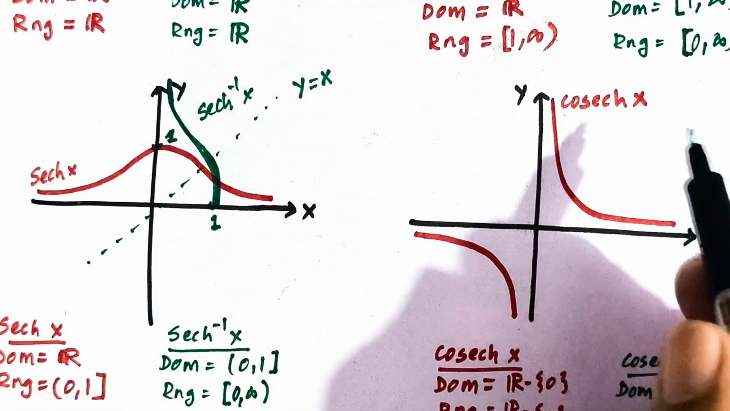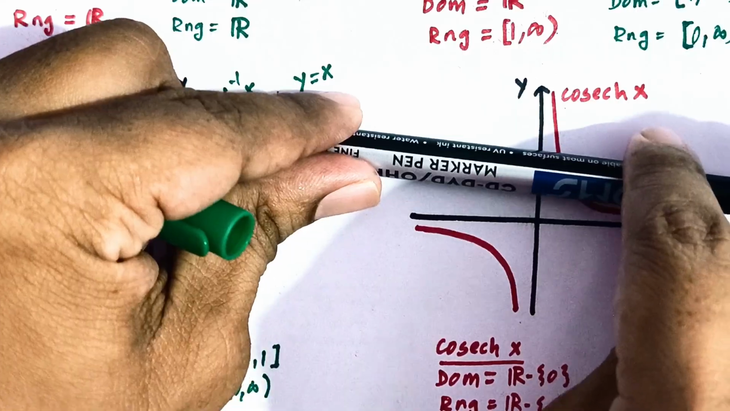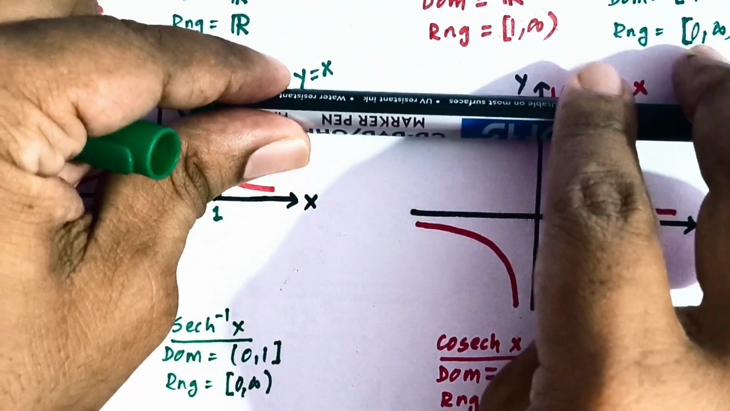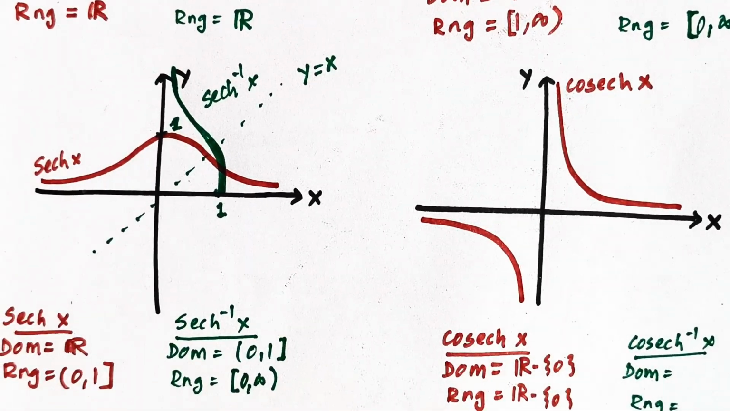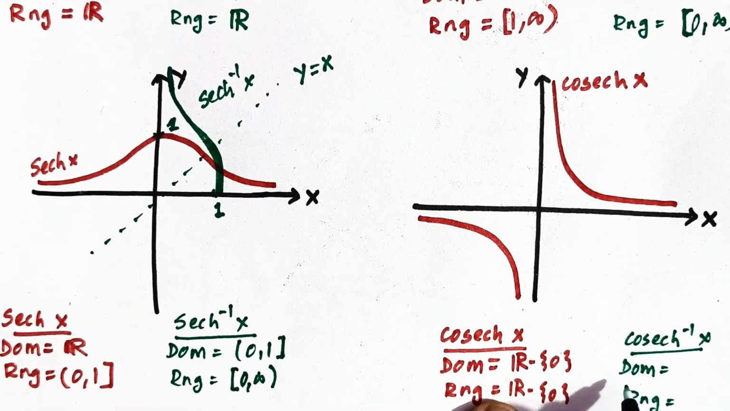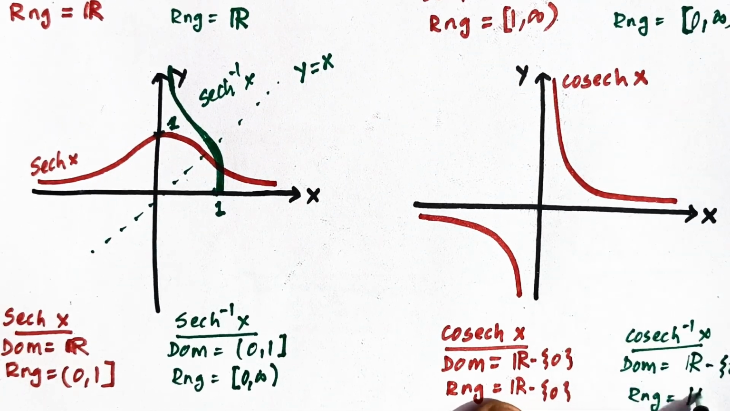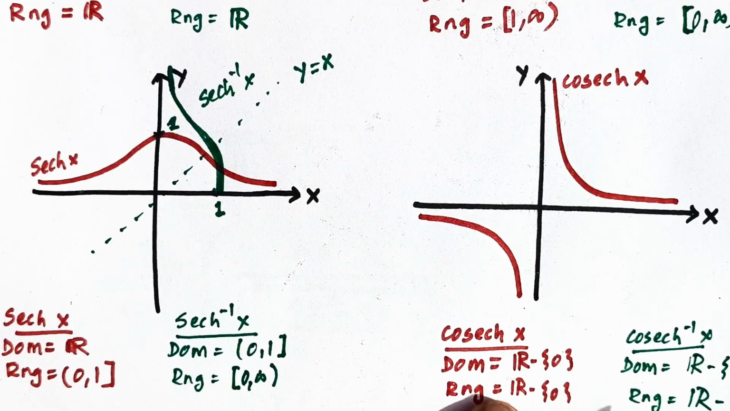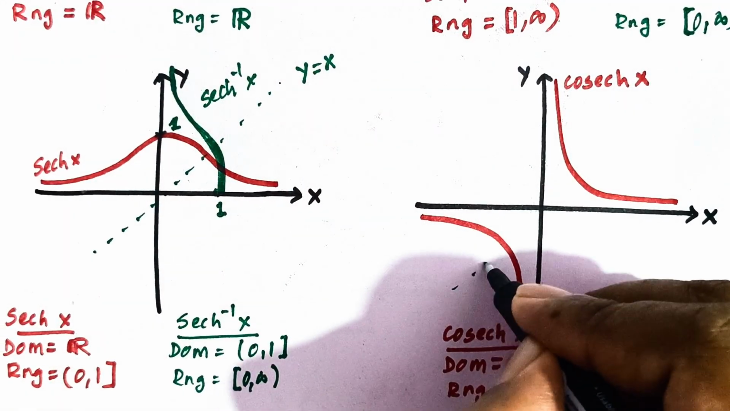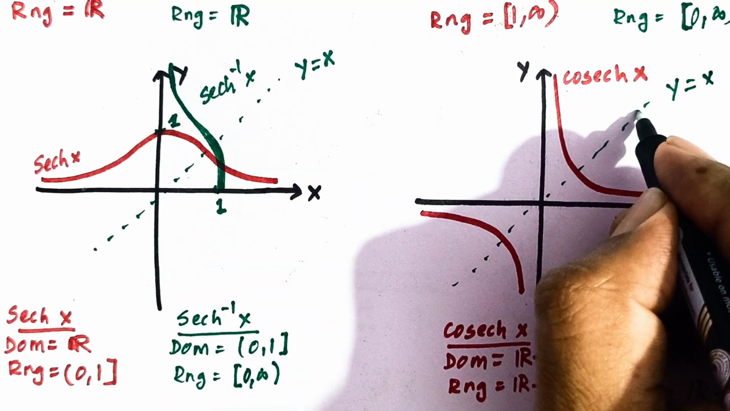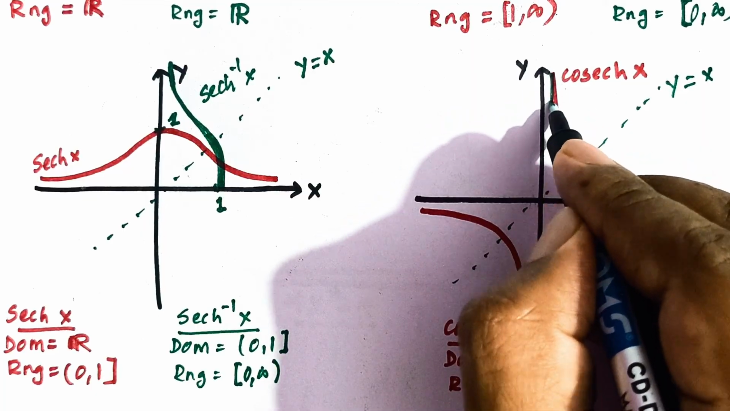Next we have hyperbolic cosecant. Here it will pass the horizontal line test. Take any horizontal line, any line parallel to the x-axis, it will pass through the graph at most once. So its domain and range. What is its domain? The domain is the range of hyperbolic cosecant, that is real excluding 0. Here also we have real excluding 0. Range is the domain. Now for the graph of inverse hyperbolic cosecant, we will take the y equals x line. Then we will reflect this one. So our graph will be something like this one.